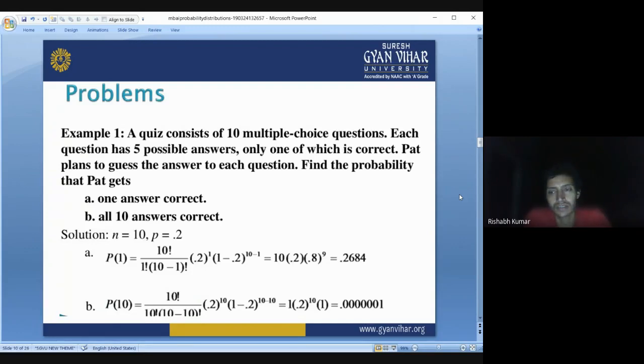So the other question is, what is the probability of getting all the answers correct? So n is going to be 10 and r is also going to be 10. So the formula becomes P of 10 equal to 10 factorial divided by 10 factorial multiplied by (10 minus 10) factorial, p raised to the power 10, where p is 0.2, q raised to the power 10 minus 10, where q is 1 minus 0.2. After solving this, you get 0.0000001. This is the probability of getting all the 10 answers correct.